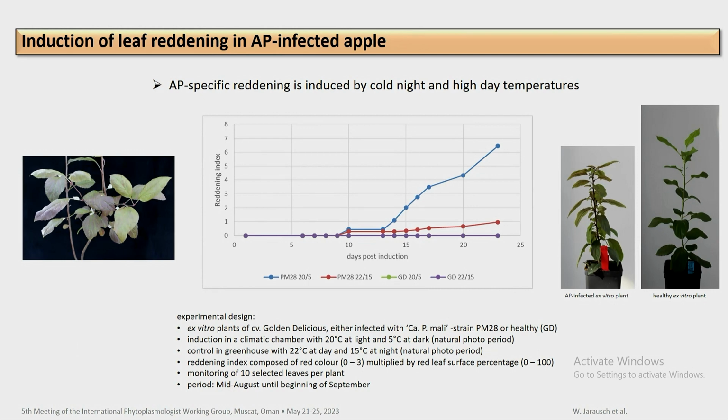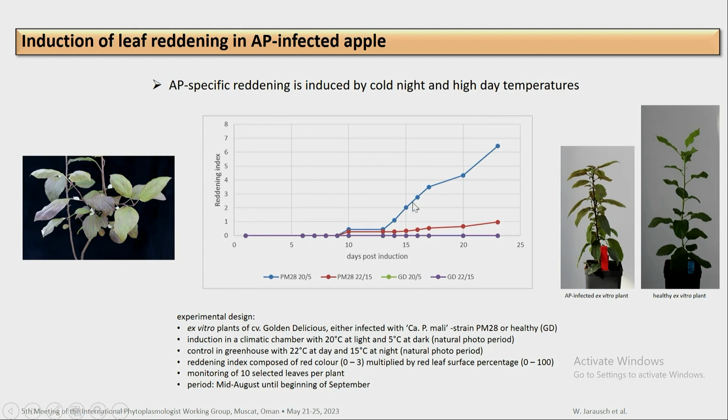Important is also how this reddening in apple proliferation affected trees is induced. There was already preliminary work done with our colleagues from Trentino. They found that this is induced by cold nights and high day temperatures. We repeated these experiments, and just to go briefly, we used ex vitro plants infected with this strain, like here, and healthy in vitro plants of the susceptible cultivar Golden Delicious. We had two temperature regimes, one of 20 degrees at daylight and 5 degrees at dark in a climatic chamber, and as control 22 degrees and 15 degrees in a climatized greenhouse.